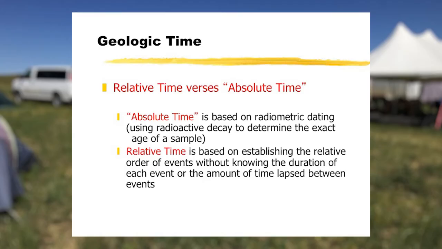So we now talk about radiometric dating. We'll review some concepts and talk a little bit about it. Geologic time is parsed into what we call absolute time and relative time. Absolute time means that we have used a radiometric method to get a date. Absolute is a misnomer because there's no such thing as absolute dating. That would imply that we know everything that has to be known about the situation.